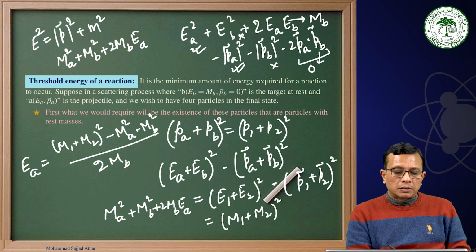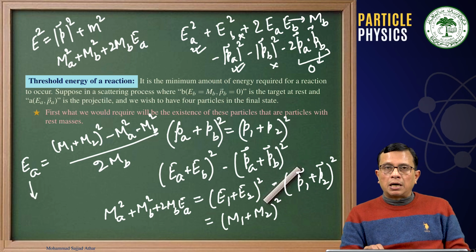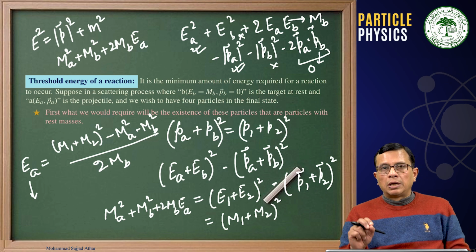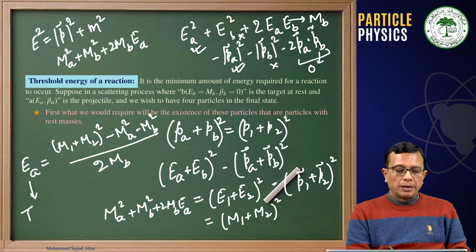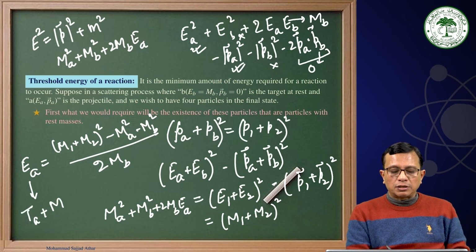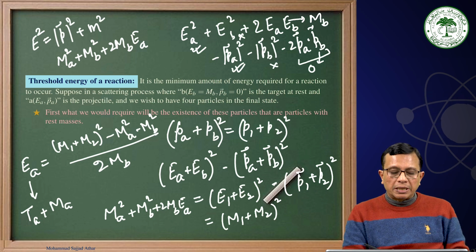This will be the threshold energy of the reaction, and that means this will be the energy that the particle A should have to have 1 and 2 in the final state if B is the target particle. And this EA will consist of the kinetic energy of the particle A and the rest mass energy. Therefore, what will be the kinetic energy of the particle A? That will be this quantity minus MA.